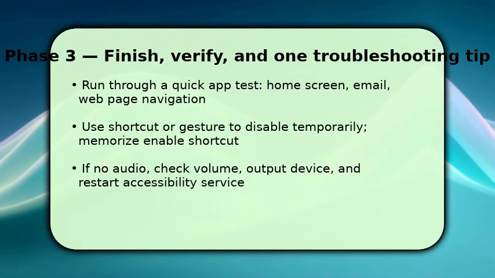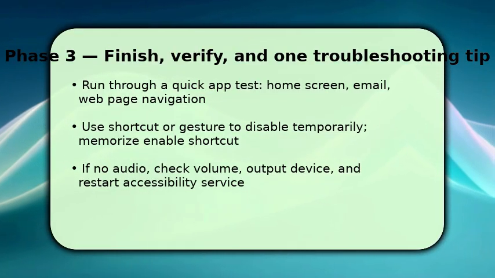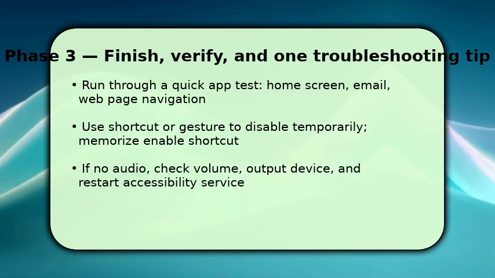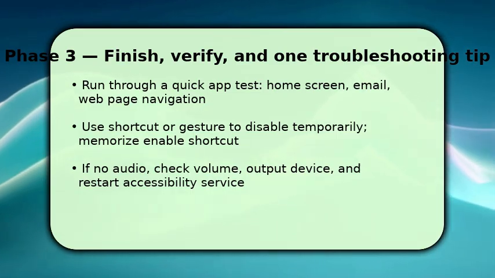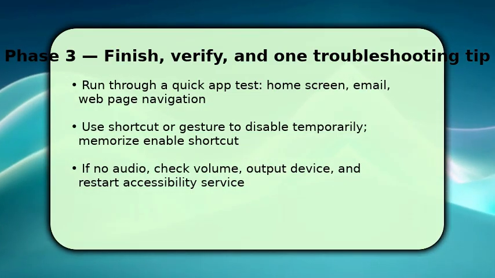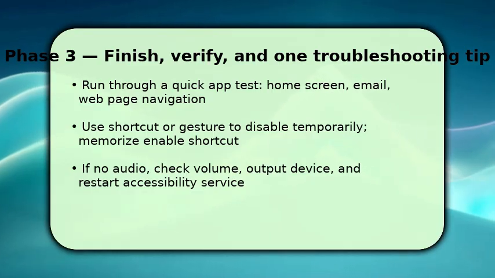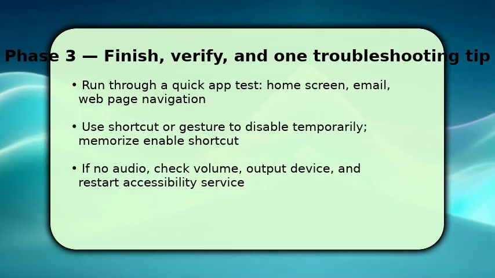Memorize the Quick Enable/Disable shortcut so you can toggle VoiceOver swiftly. If you encounter no audio, check the volume and selected output device, then restart the accessibility service or reboot the device. This often clears initialization errors.